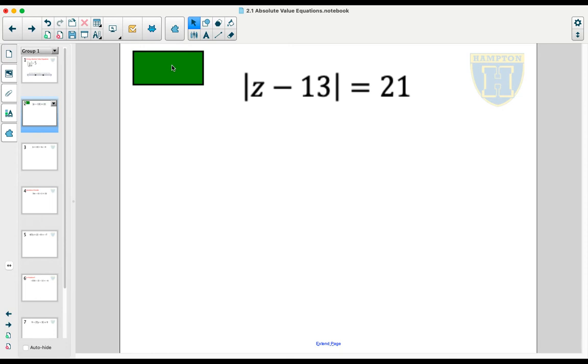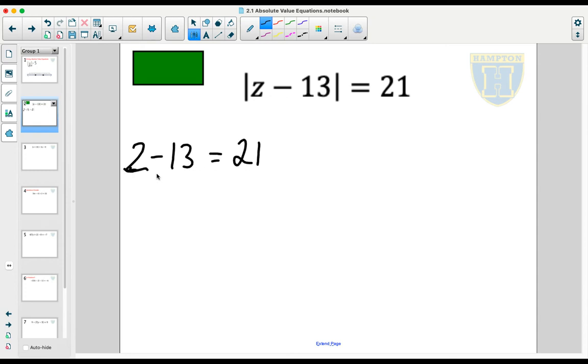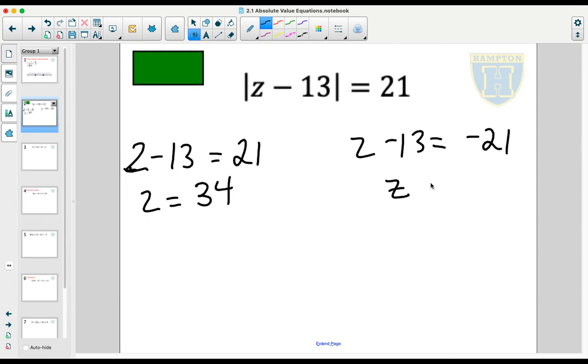Like we saw in the last example, there are two different ways for z minus 13 to have an absolute value equal to 21. Z minus 13, the inside expression of the absolute value, could equal 21, or z minus 13, the inside expression of the absolute value, could equal negative 21. Both of these equations will give us a solution to the original equation. Over here on the left, we have that z is equal to 34, and on the right, we have z is equal to negative 8.